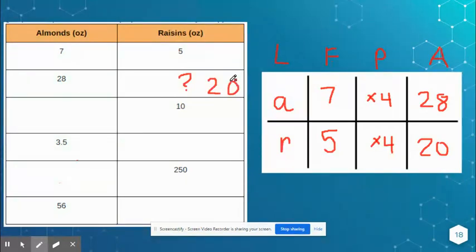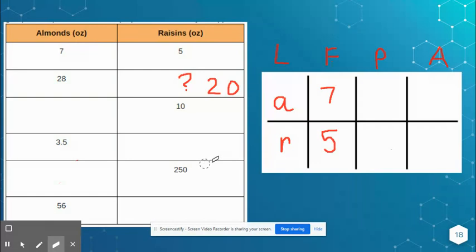Okay, now we're going to do that again for the next one, but this time we have the raisins and not the almonds. We're still going to start with 7 and 5 because that's what we know. And so we're trying to find the raisins. So raisins goes on the bottom, so it's going to go over here. We leave that middle column open to show our work.